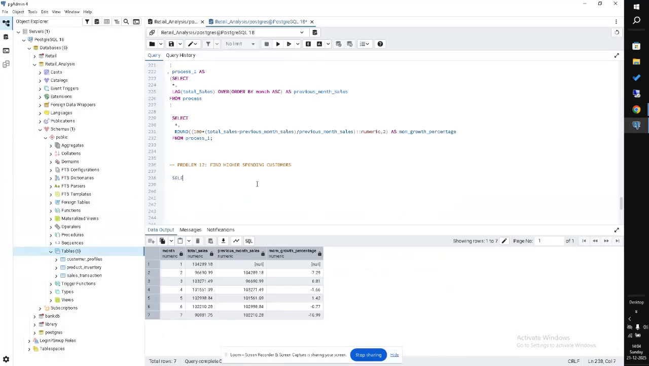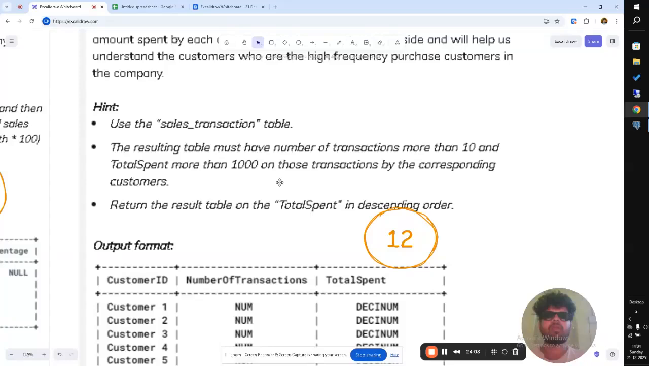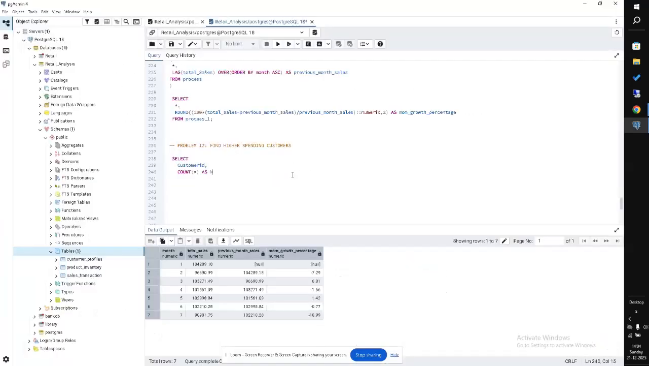So select customer ID, and count as number of transactions, and total spent, sum of quantity purchased into price, as total spent.